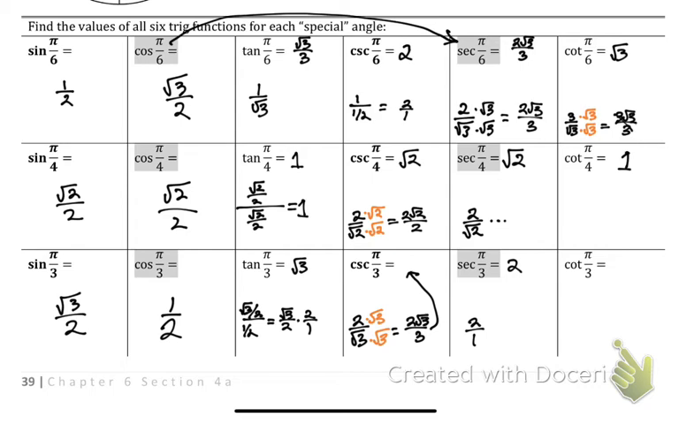And then the cotangent of pi over 3 is the square root of 3 reciprocal. So 1 over square root of 3. It has to be 1 over square root of 3.